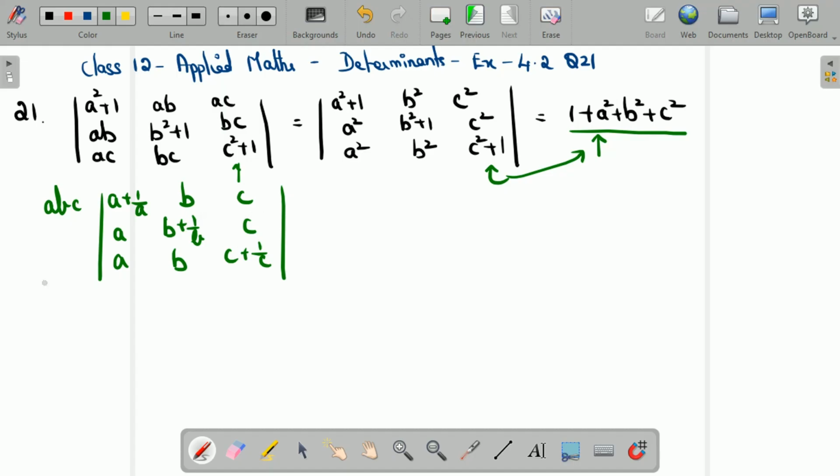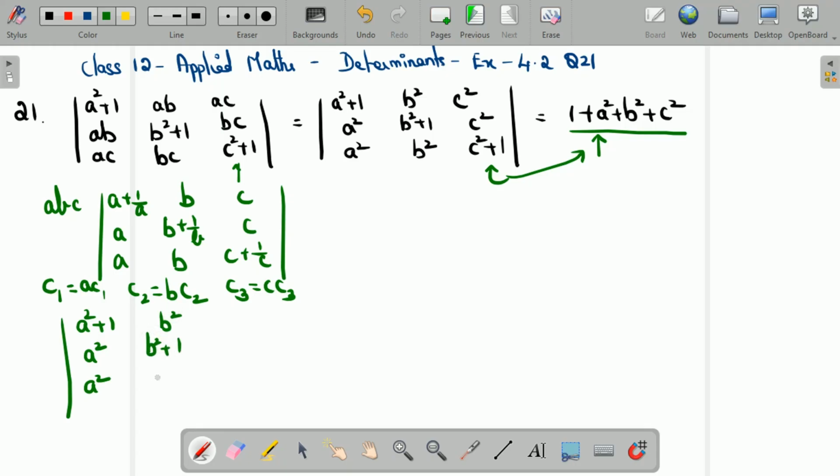Now what we are going to do is make the transformation. Column 1 becomes A into column 1, column 2 becomes B into column 2, and column 3 becomes C into column 3. So everywhere the A, B, C is actually going back inside. If you multiply column 1 by A, you get A squared plus 1, then A squared, and A squared. Now column 2 has to be multiplied by B, so this will be B squared, this will be B squared plus 1, this will be B squared. And for column 3, this will become C squared, C squared, 1 plus C squared.